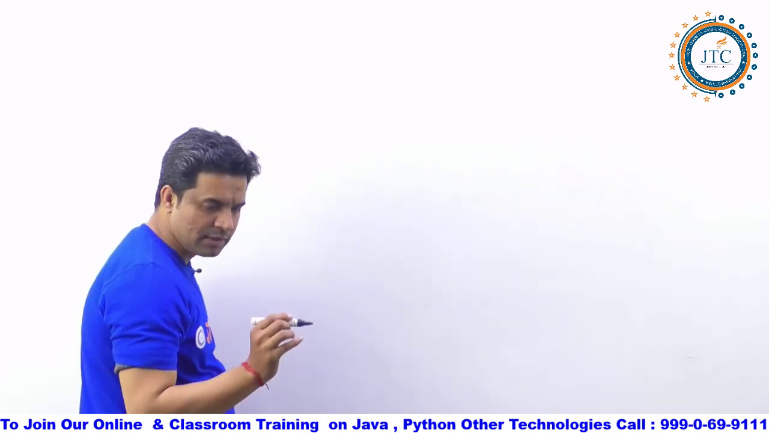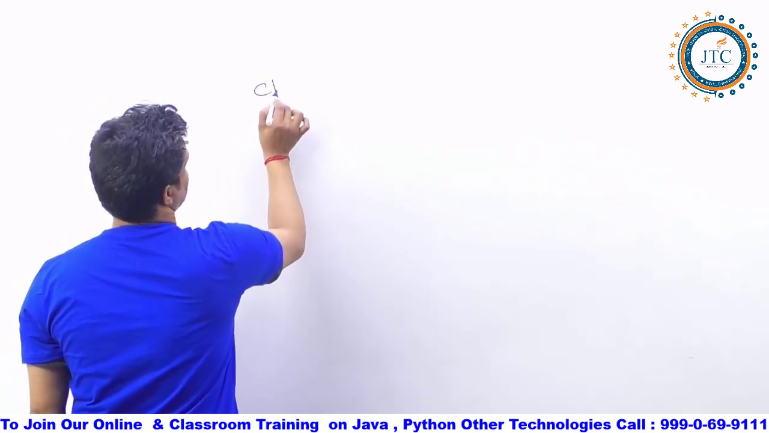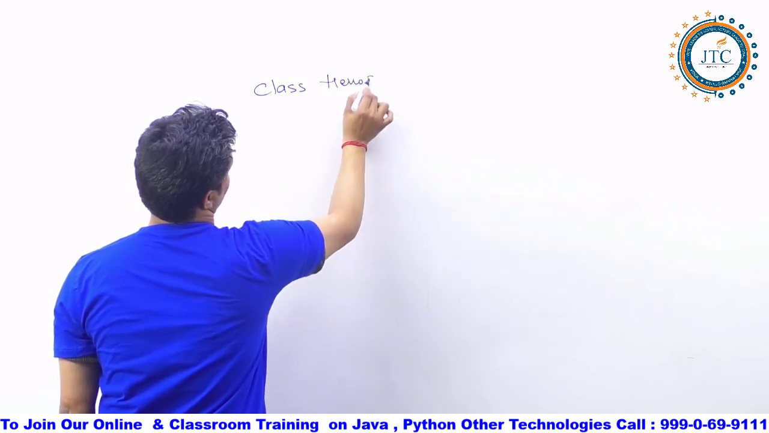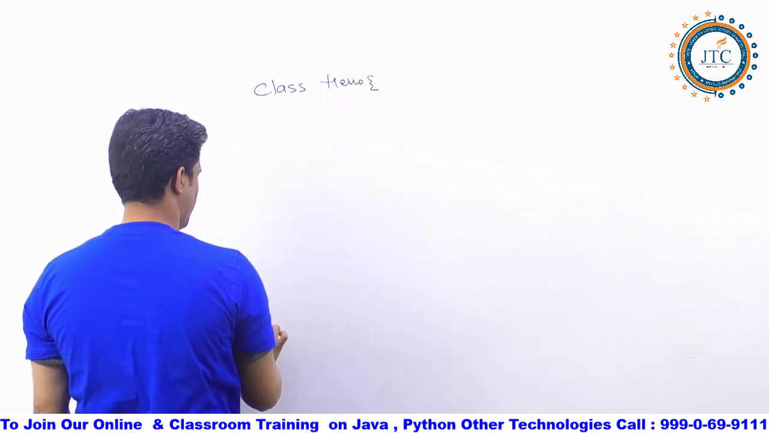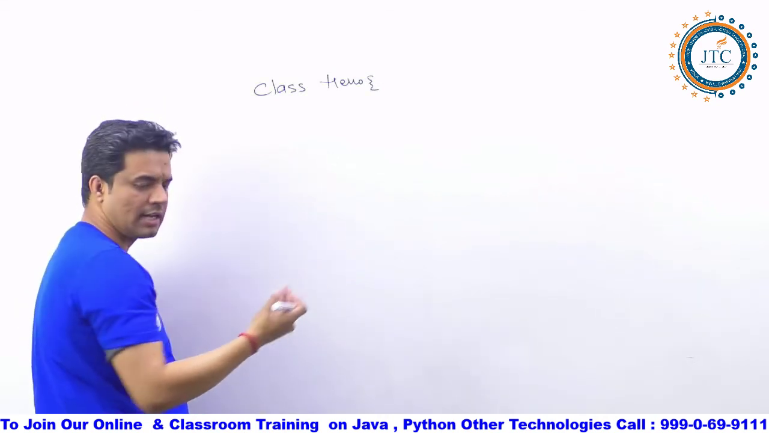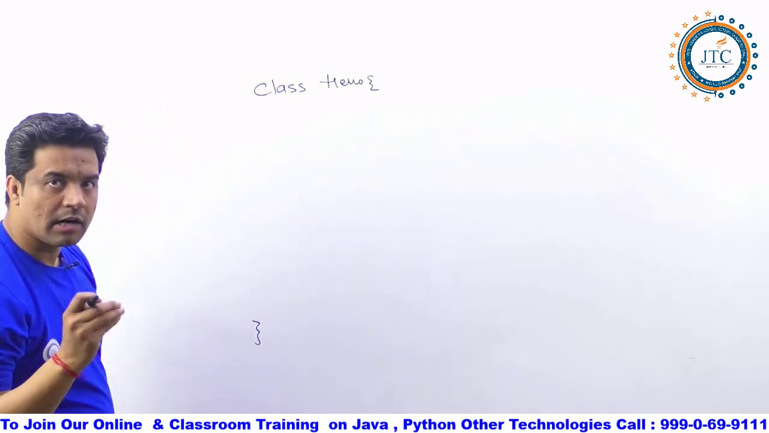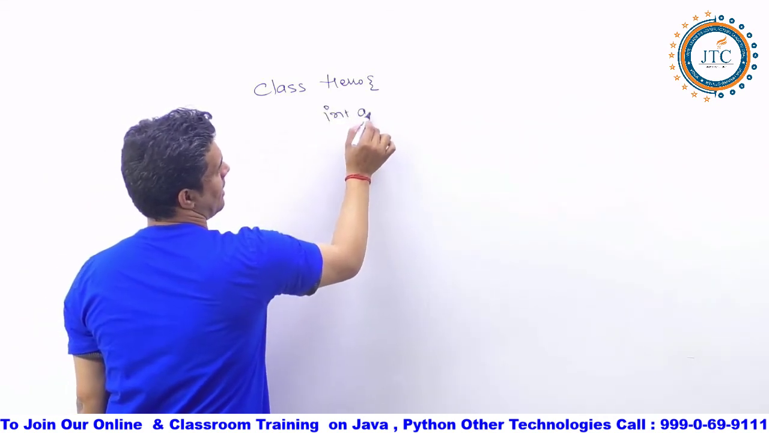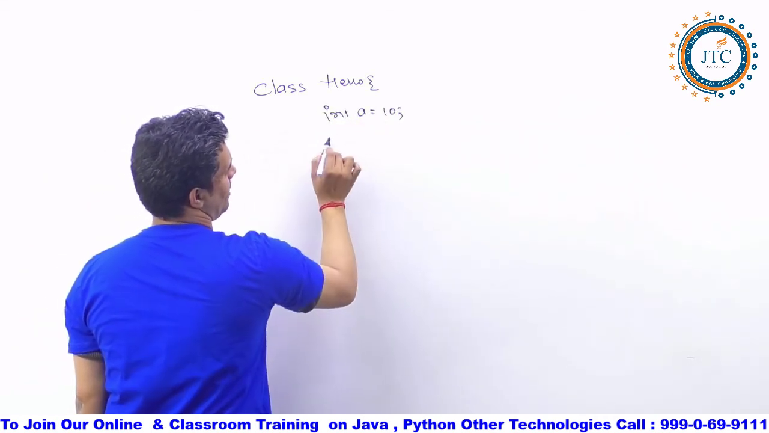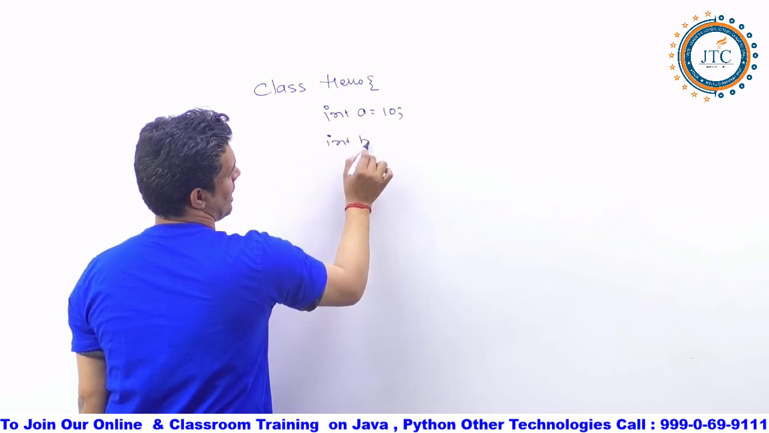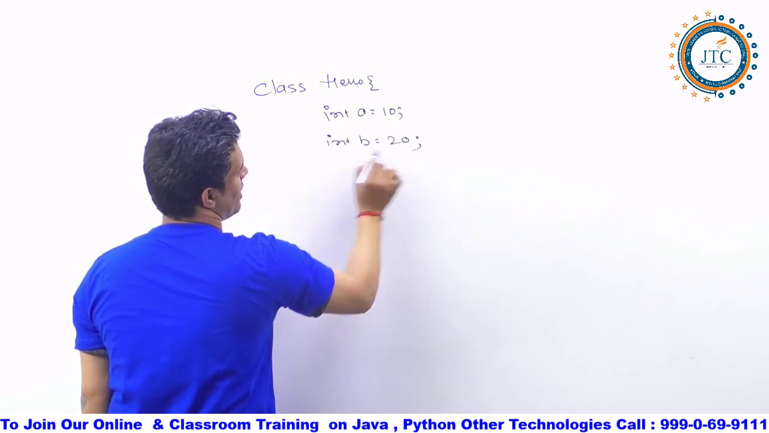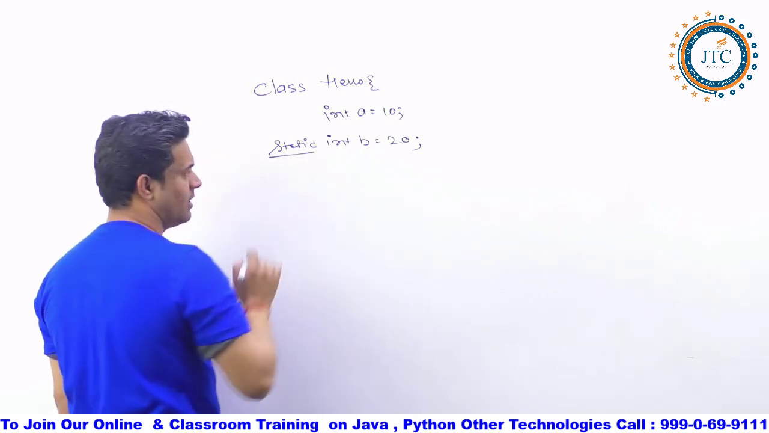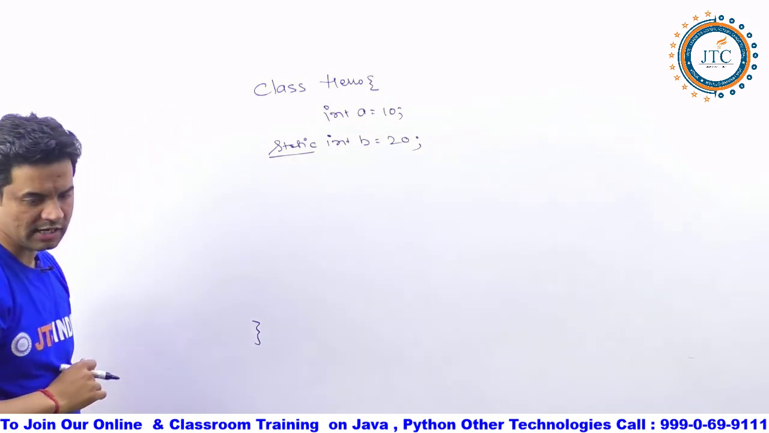I'm writing a very simple thing here. I am writing a class. What is the name of the class you are declaring here? I have written one name for the class. After writing this class, I'll write int a = 10 and int b = 20, and I'll make b a static one. These two variables I have declared here.